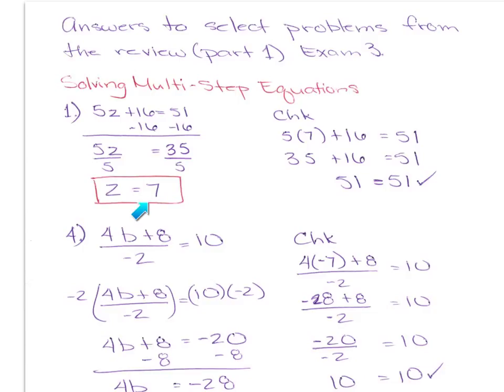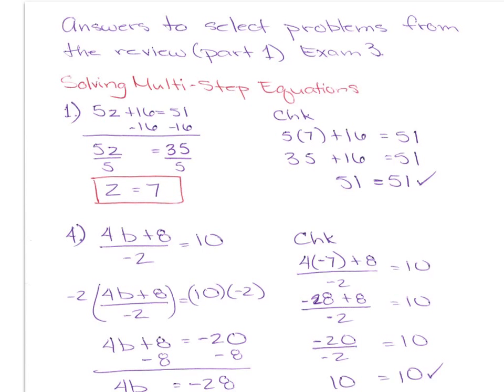So to check your work, the thing you're going to do is substitute 7 for z. So now you're going to have 5 times 7 plus 16 is equal to 51. 5 times 7 ends up being 35. 35 plus 16 gives you 51. The left-hand side of the equation is equal to the right-hand side. 51 is equal to 51. So that means we did everything correctly and we ended up with z is equal to 7.